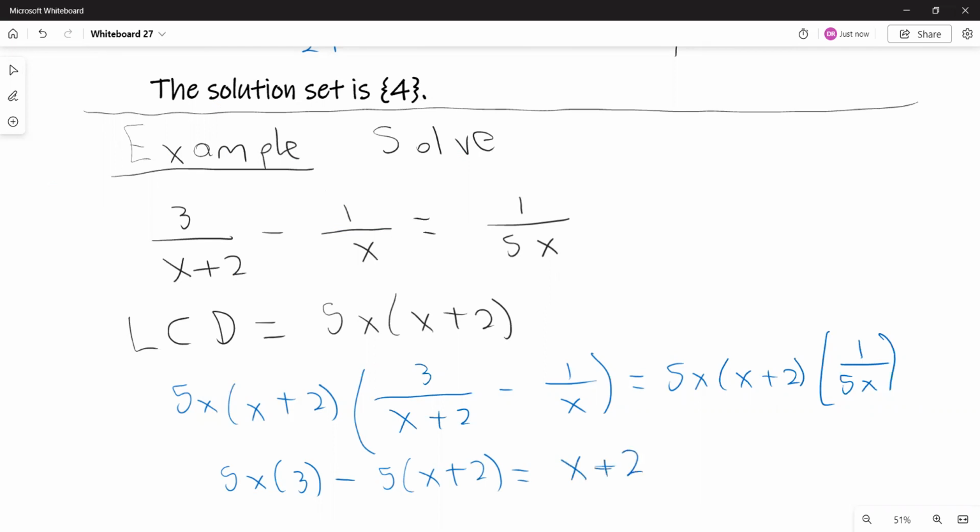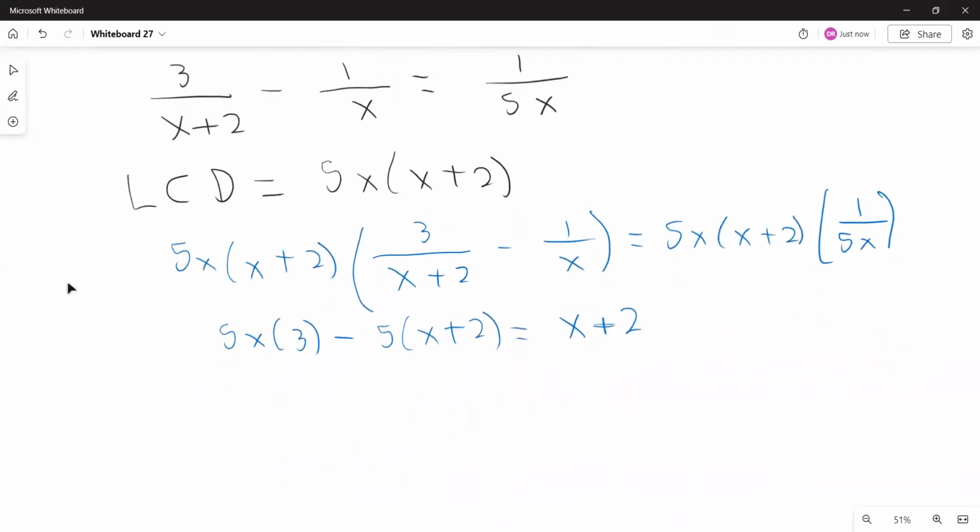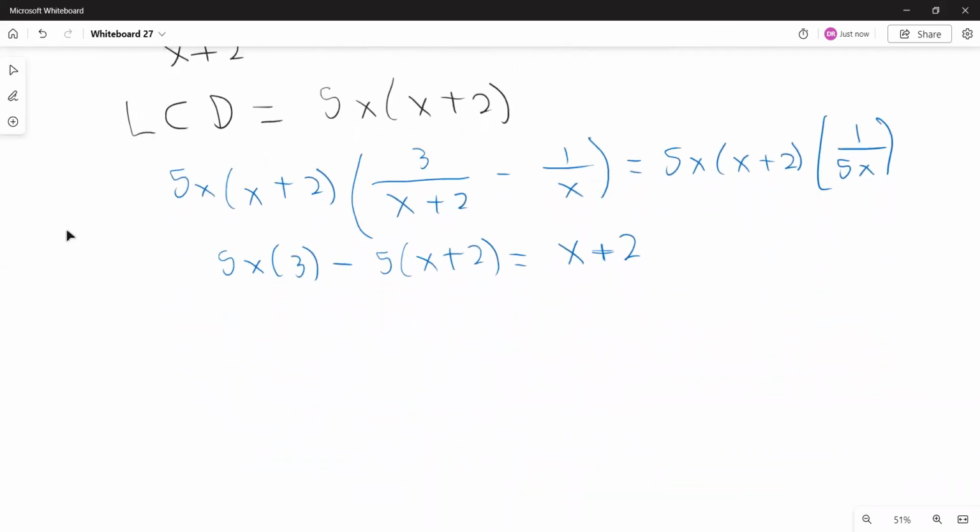We ended up with a linear equation that we are going to solve. So that linear equation is going to have one solution. Most likely it's going to have one solution, but the solution of the linear equation may not be a solution of the rational equation. So we need to check it. But let's solve the linear equation.